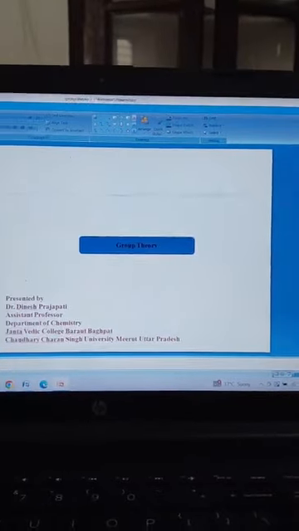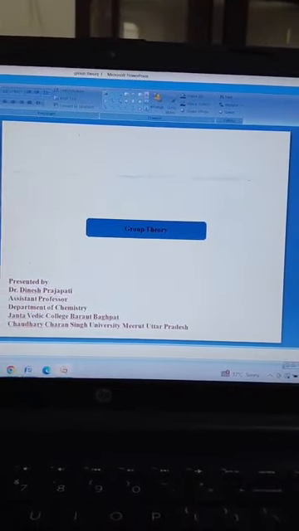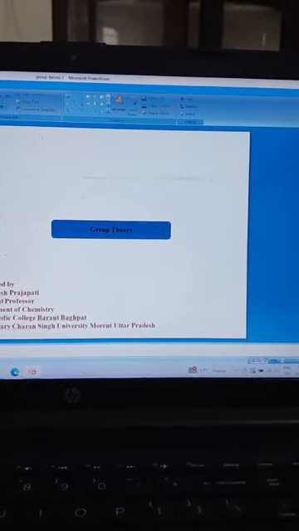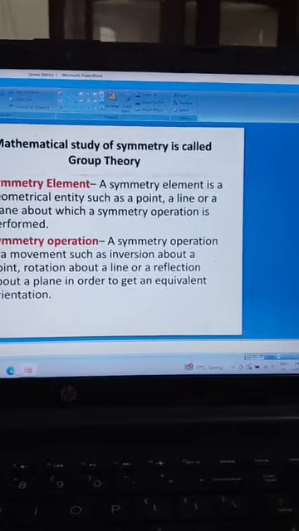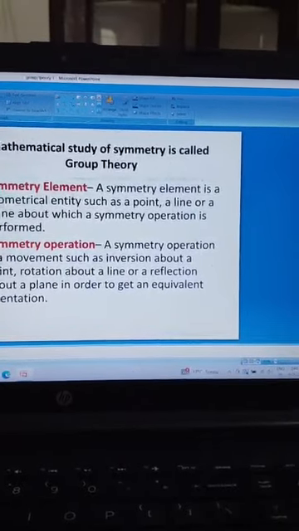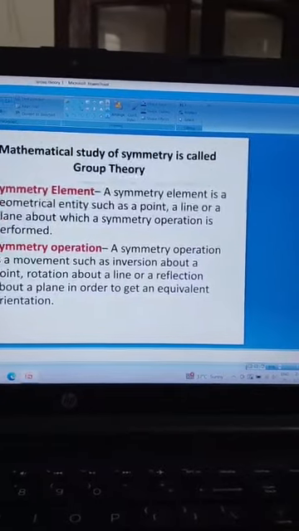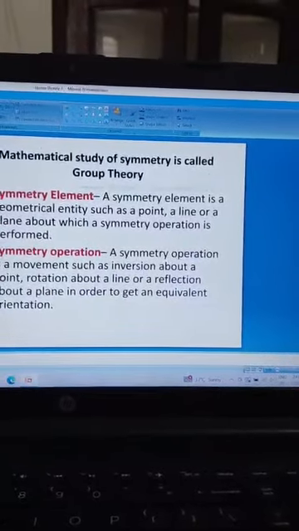Today I am going to present group theory. First of all, we have to know what is symmetry. Generally, God geometrized everything in nature, and nature loves symmetry. And the mathematical study of symmetry is known as group theory.